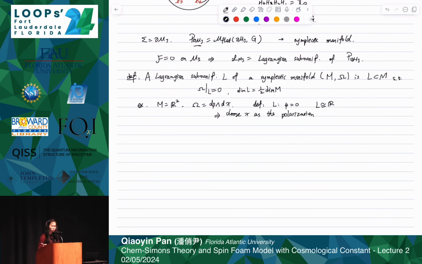And then we do the canonical quantization. Then we construct some wave function, which is a function of the position X. And then the P becomes a derivative operator. So we've seen that. The Lagrangian submanifold we are interested in is just a generalization of this concept. Okay, now, this is just to give you some general definition. Now our case.